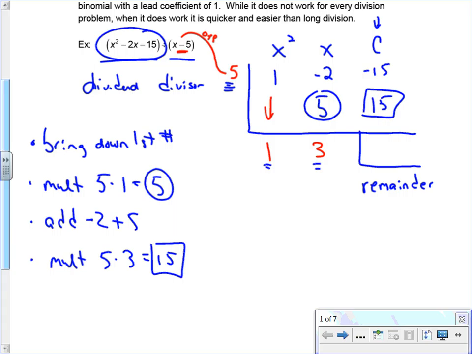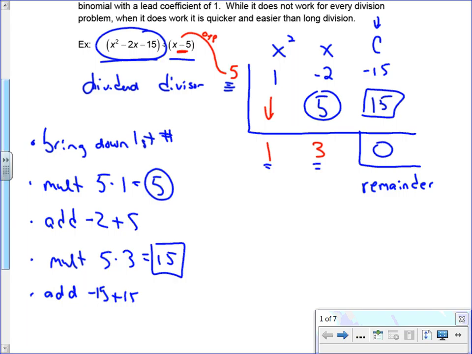Now we keep repeating that process for as long as the problem is. This is going to be our last step on this one because that's the end. We're going to add negative 15 to positive 15, and we're going to get 0. This problem has a remainder of 0. All right, that's the basic setup for synthetic division.